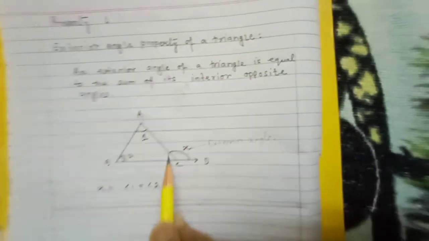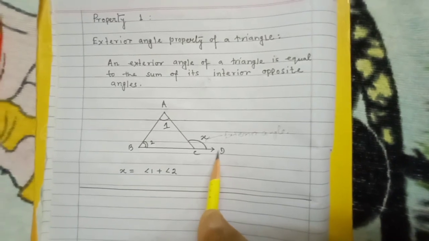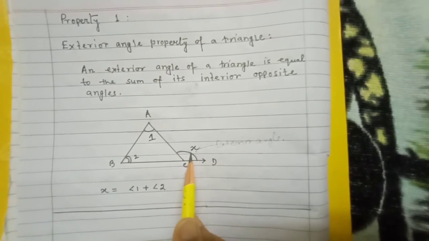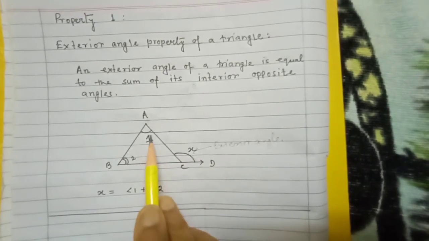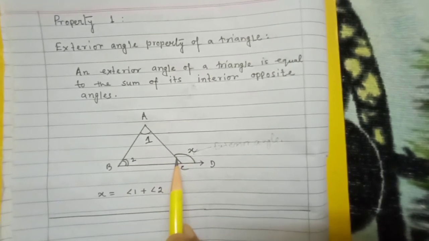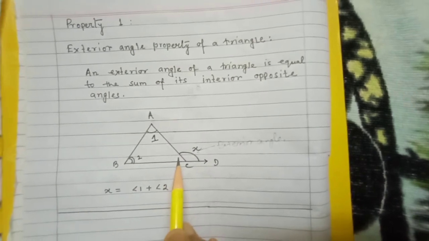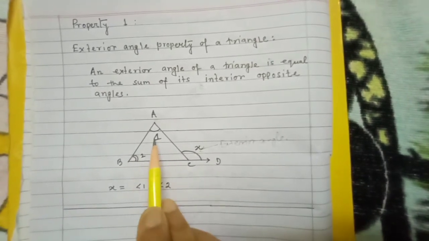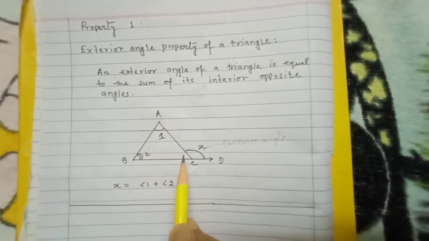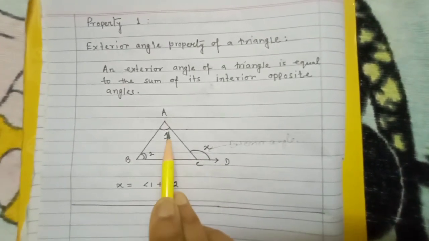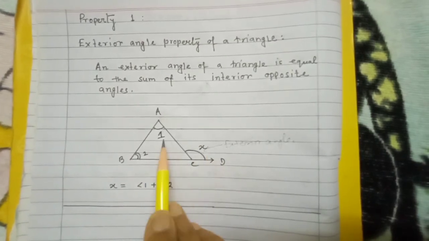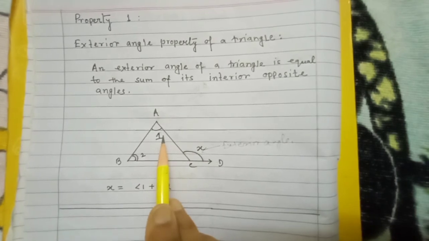When in a triangle one side is produced, the exterior angle is formed, and the value of this angle is always equal to the sum of the two interior opposite angles. Why are they opposite? Because they are not the adjacent angle. We are not taking this angle, we are taking these two angles. That is why opposite and interior. The exterior angle is equal to the sum of the two interior opposite angles.